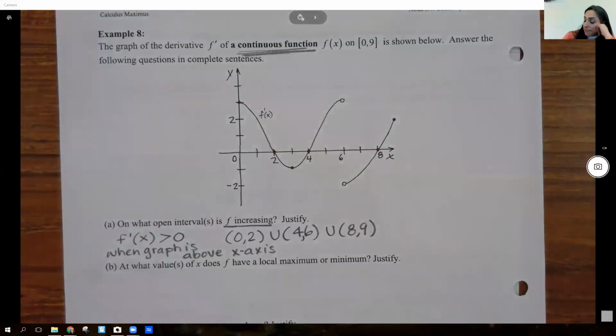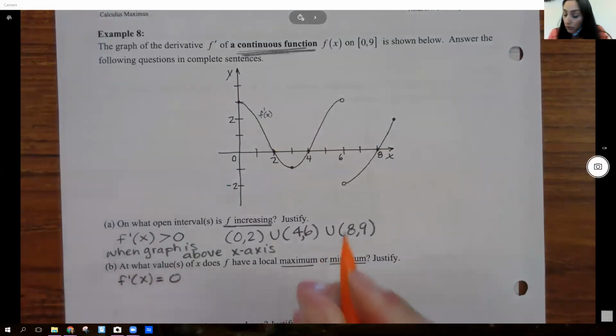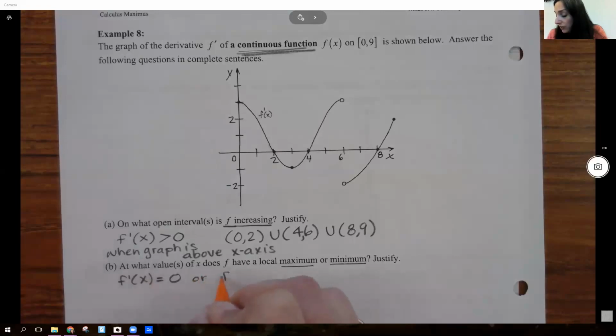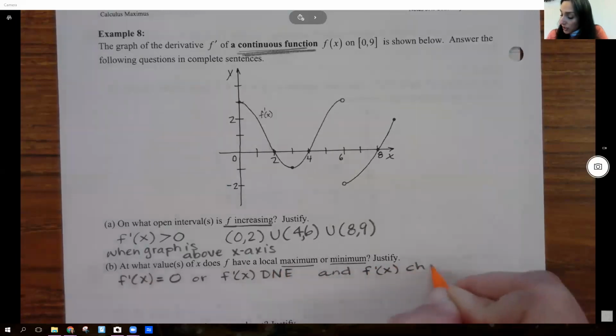Okay. Part B. At what values of x does f have a local maximum or minimum? So this is like kind of practicing this like we did on the other example. If you need to sneak a peek at the last example to help you figure this out, please do. So you get a local max or a min when the first derivative equals 0, or where the first derivative does not exist. And remember, we wrote this on the last example. The first derivative changes from either positive to negative or negative to positive.